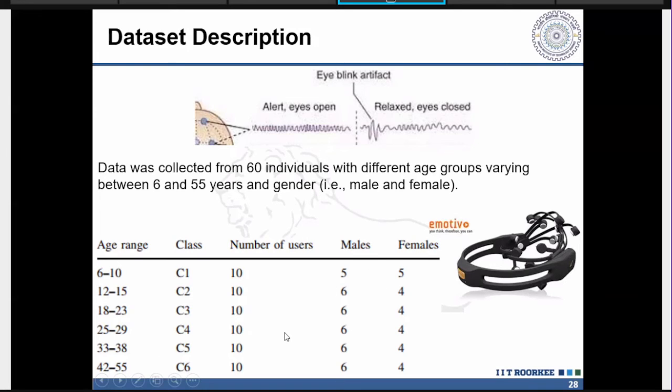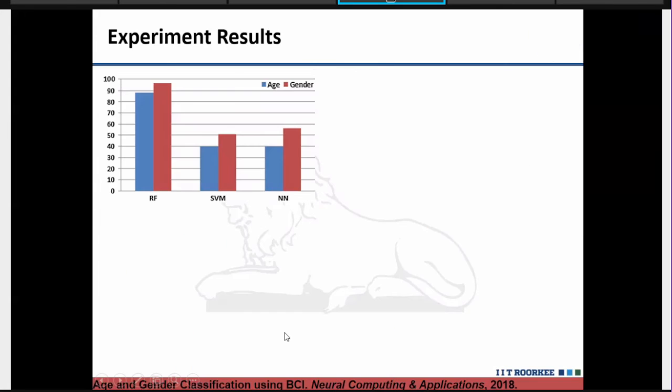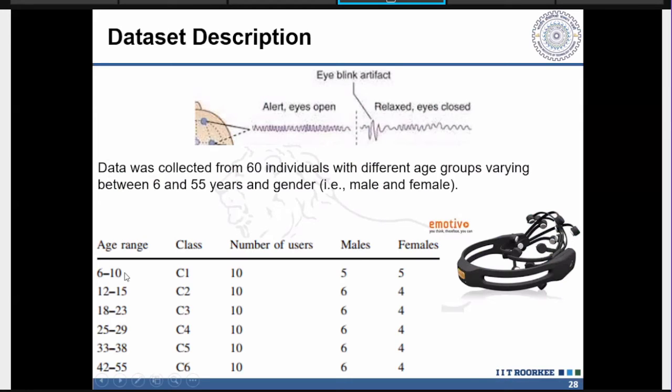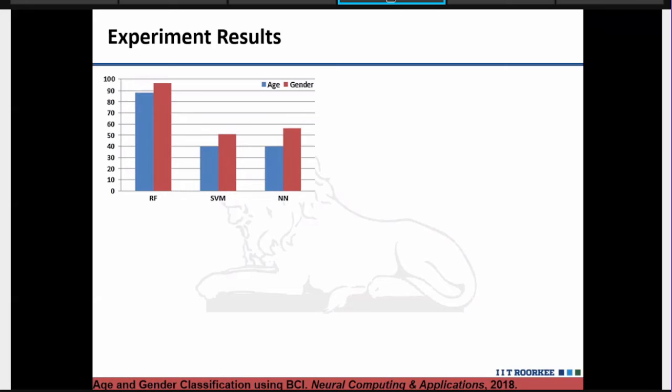So this is the data distribution of our data set, and then we use different classifiers, for example neural network, support vector machines, and random forest. We see that using random forest, our classification provides around 88% accuracy for age. Age means you have 6 different categories, C1 to C6. It will say whether he is an infant, an adult, or old. And gender is 2 categories, male or female, and we could predict it with 95% accuracy.